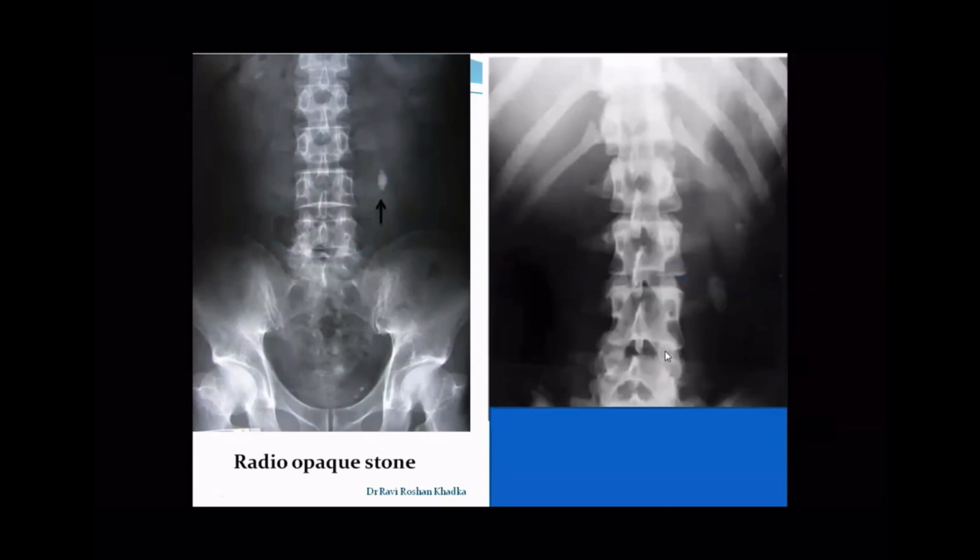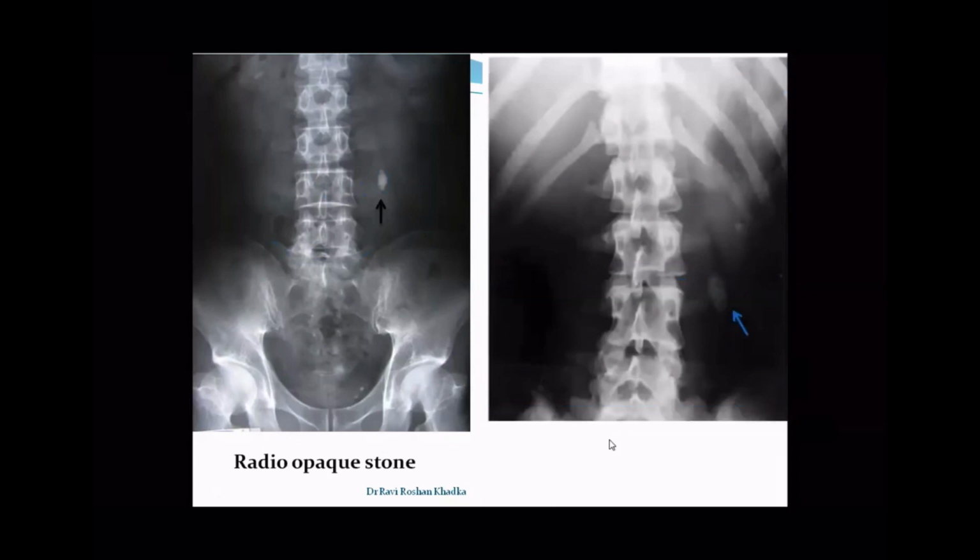See, I have the picture here. Still, there's a radiopaque shadow which can be seen, most probably around the number 5, number 4 vertebra. So this is an elongated radiopaque shadow. Here this shadow is not as bright as the shadow in the left picture. Still, it is radiopaque, but poorly radiopaque. Might be a strawberry stone. We have to check it later by chemical stone analysis.